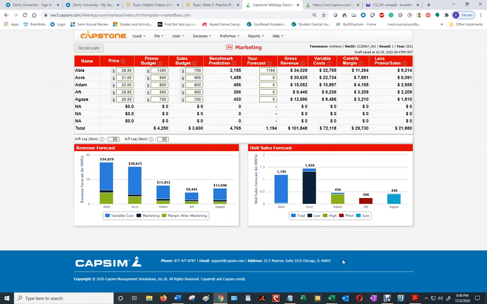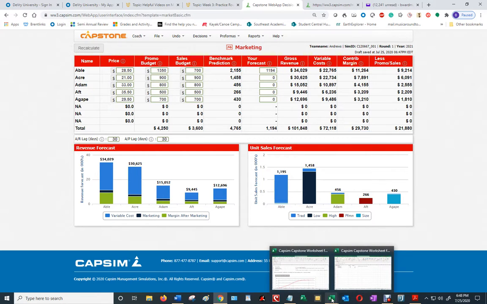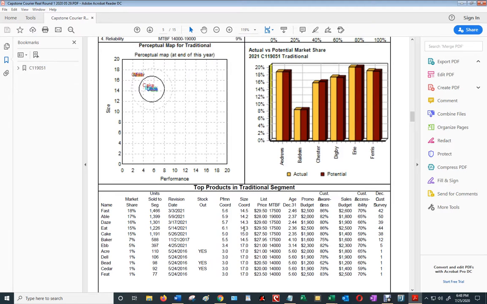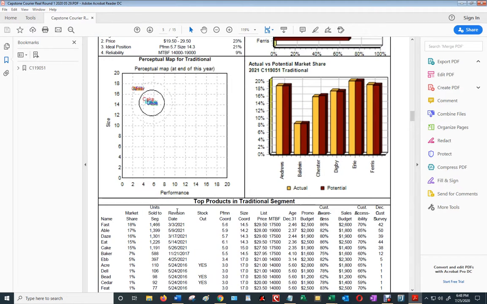So what I'm going to do is go into the Capstone Courier, and I'm going to see what my market share was. First of all, for Product Able, my actual and my potential were exactly the same, which is great. This means that I did good sales forecasting last time. I can see that my market share for Able, dead on like that, was 17%. Actually, that doesn't look right. It looks like it was higher than that, like 19. Small discrepancy there. I'm going to go with the 17%. And that's what I expect my market share will be next time.